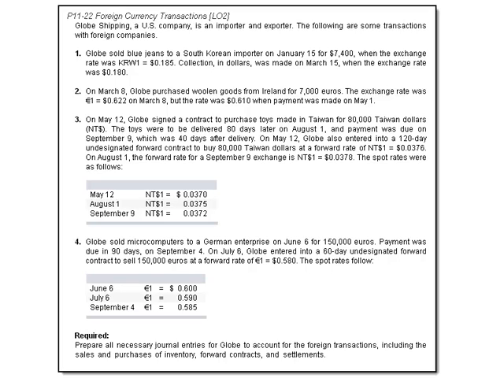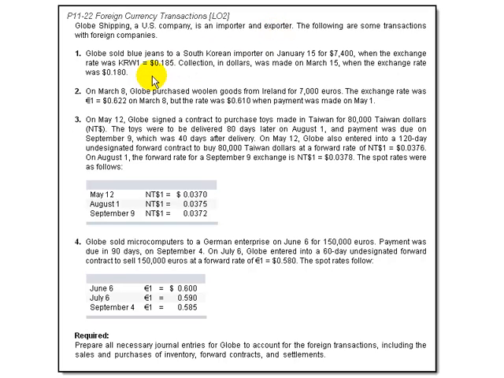Let's take a look at problem 11-22, which is a problem that deals with foreign currency transactions. Okay, I'll read the problem right here. Globe Shipping, a U.S. company, is an importer and exporter. The following are some transactions with foreign companies.